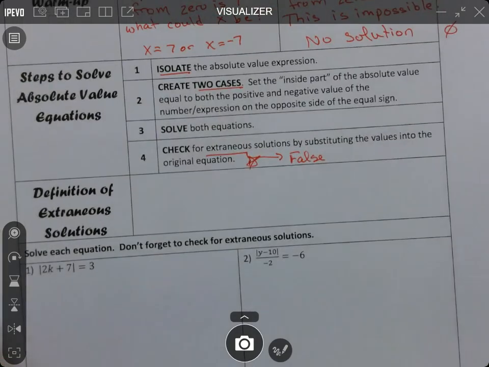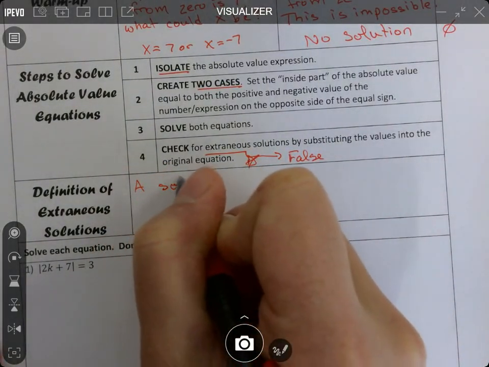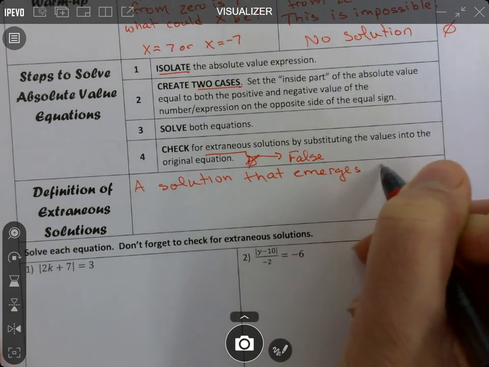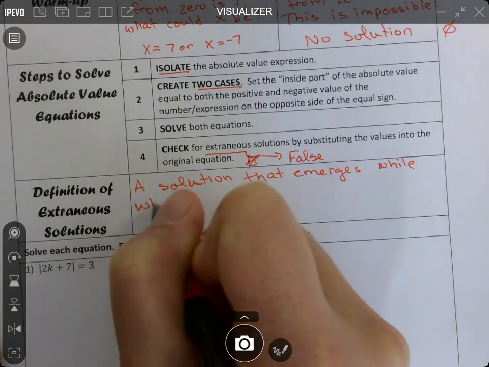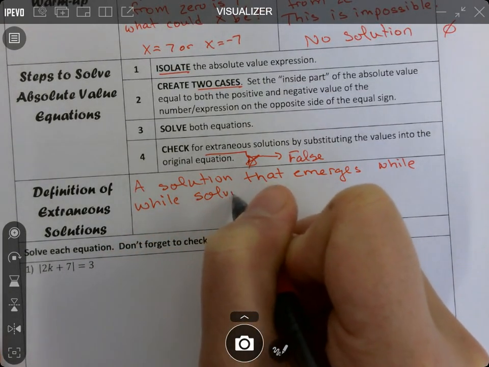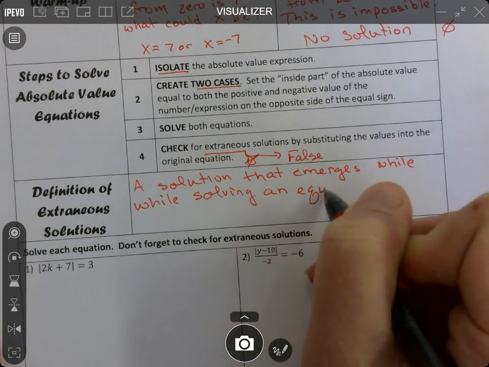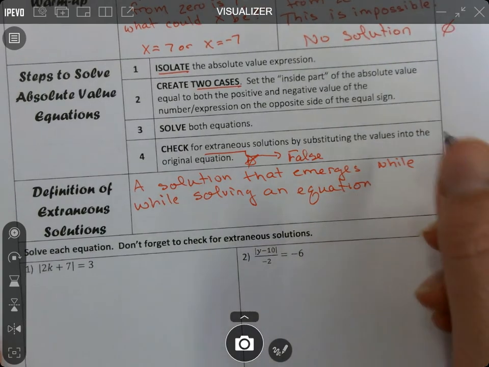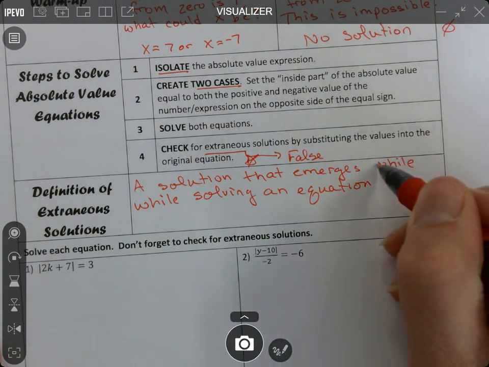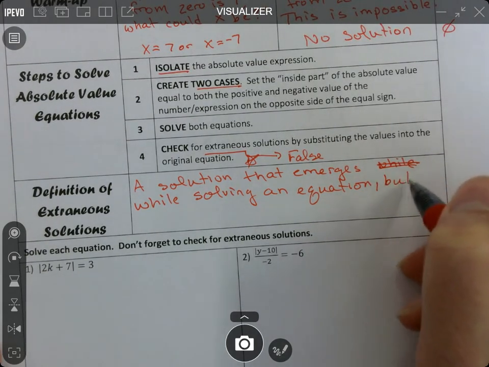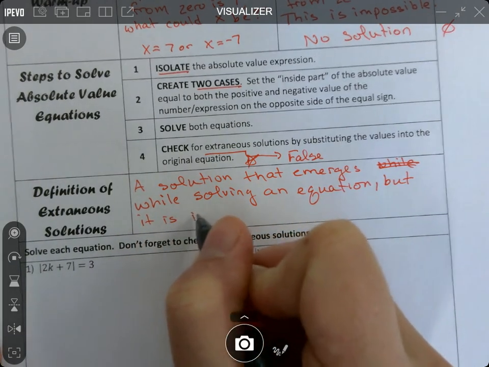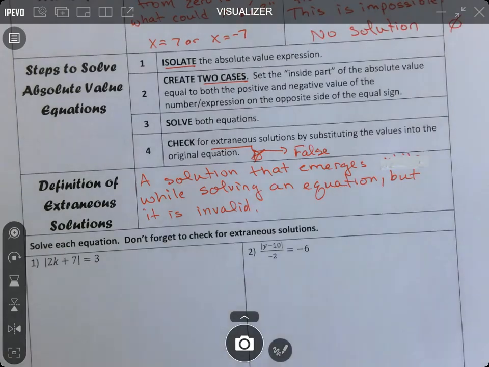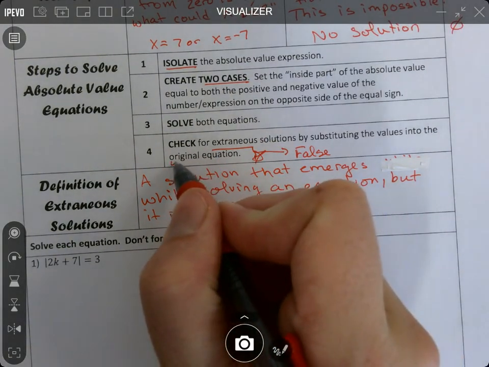Okay. Let me define extraneous solutions for you a little bit. It is a solution that, a big word, guys, emerges. It's actually not a big word, but it emerges while solving an equation. But it's not going to be a valid solution. So it's going to come out when you're doing the math. So it's a solution that emerges while solving an equation, but it's invalid. And you will catch that when you check your answers. So really important to check. When you do your check, you want to always go into the original problem. Okay, do you see it says right here, original equation.